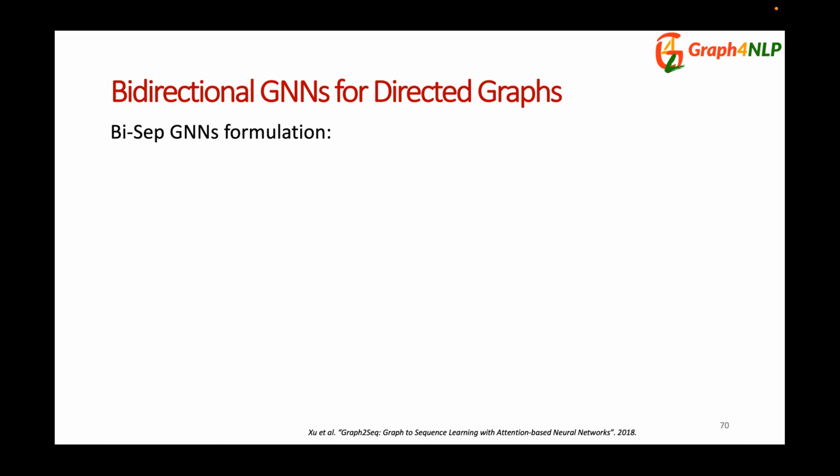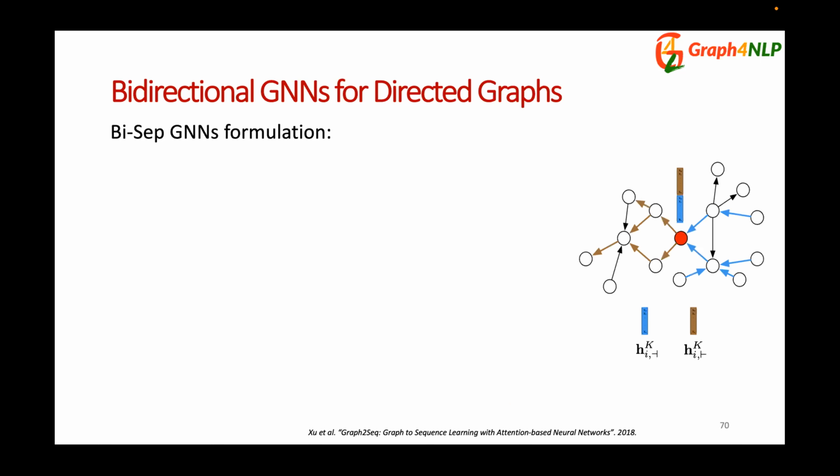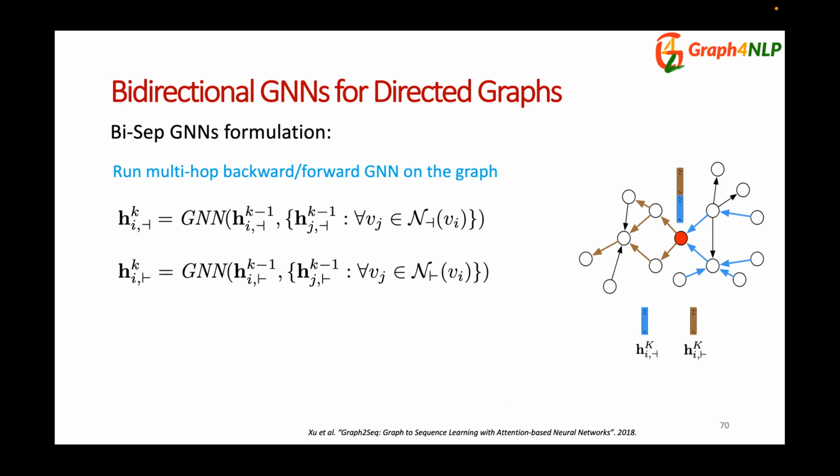And next, we will talk about bidirectional GNNs, which are specifically designed for directed graphs. We summarize two variants of bidirectional GNNs. The first one we call BiSep GNN. BiSep works very similarly to the famous BiLSTM model. In the first step, we run multi-hop backward or forward GNN on the graph.